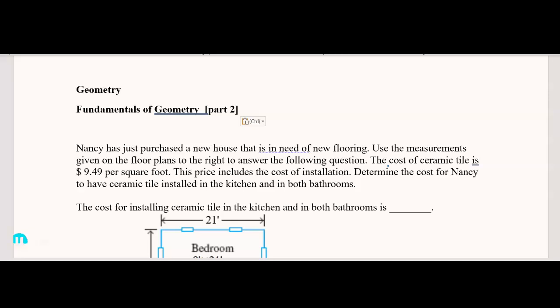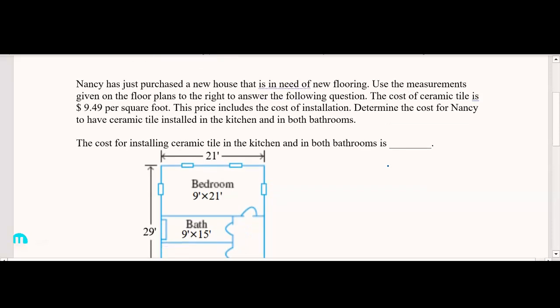The first thing I want to do is just start right into a word problem that involves trying to do flooring in a house, and we need to figure out what the cost is going to be given the dimensions of each room. So Nancy has just purchased a new house that is in need of new flooring. Use the measurements given on the floor plan to the right, but below, to answer the following questions. She wants to know the cost.